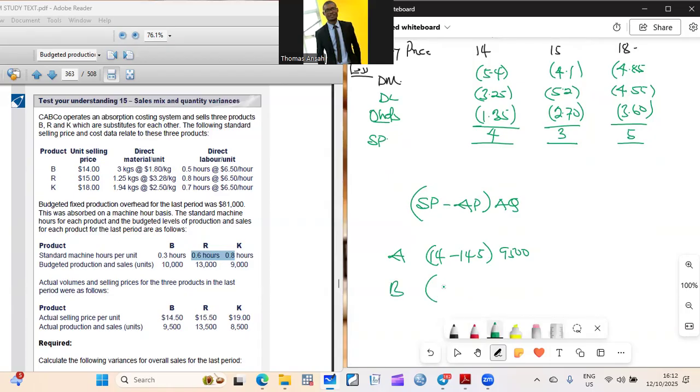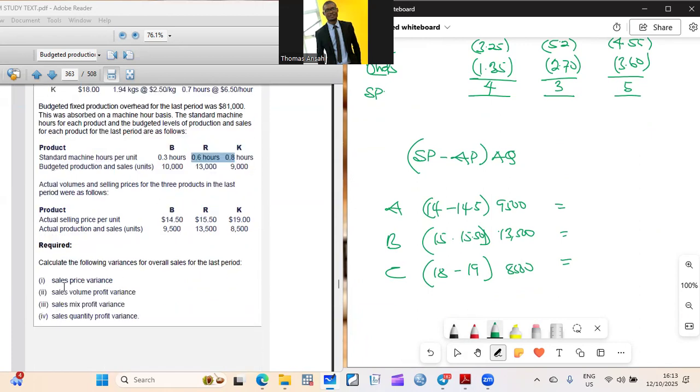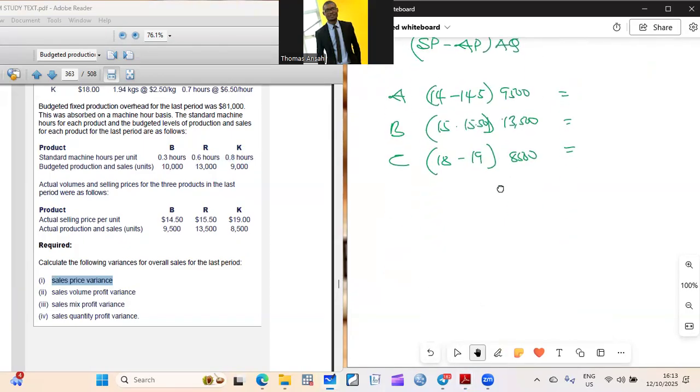So B will also be 15 and 15.5. 13,500, right? Then C, 18, 19, 8,500. So you get your answers, then you go. Well, that is the A part of the question. So we are calculating the standard sales price variance. All right. So you can get the answers and you sort it there.